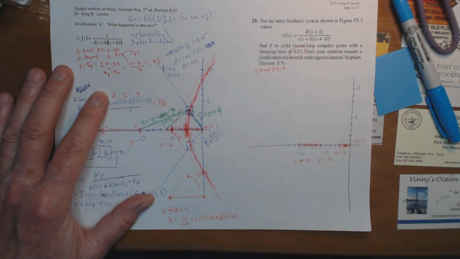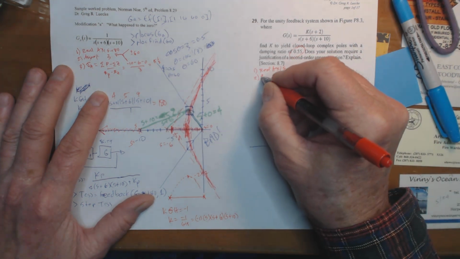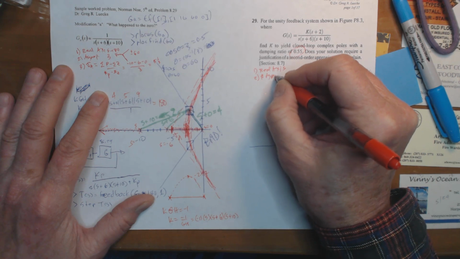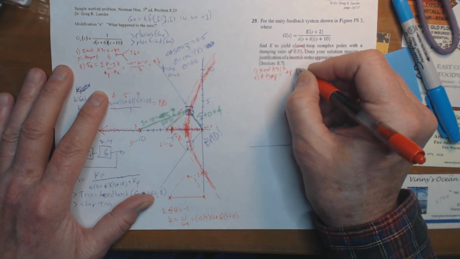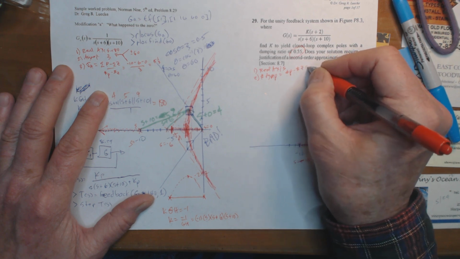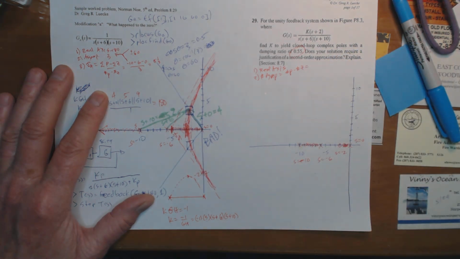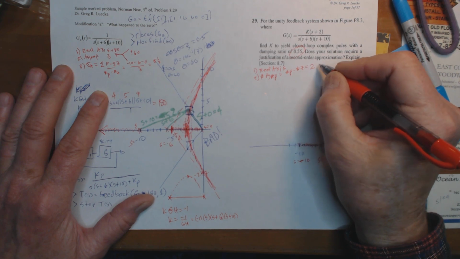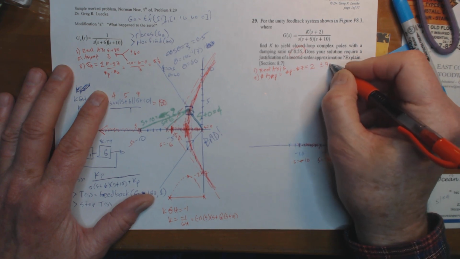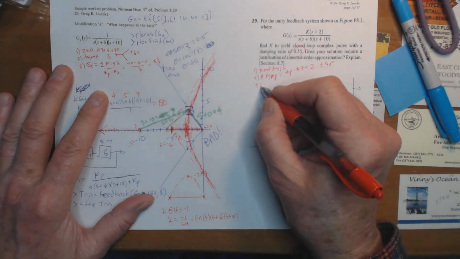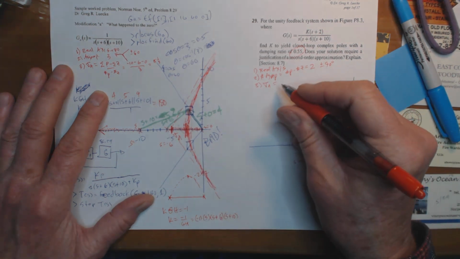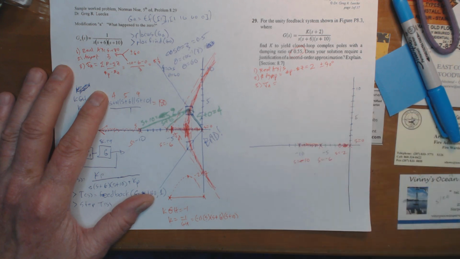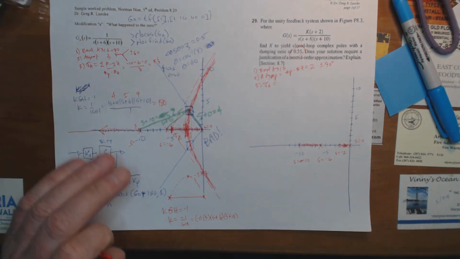Okay, that's the real axis segments. We're going to do the number of asymptotes: number of poles minus the number of zeros, which is equal to the number of finite poles minus finite zeros, which is 2. And we've done this enough to know that these are at plus or minus 90 degrees. We want to find out what the asymptote intercept point is so we can draw the asymptotes.